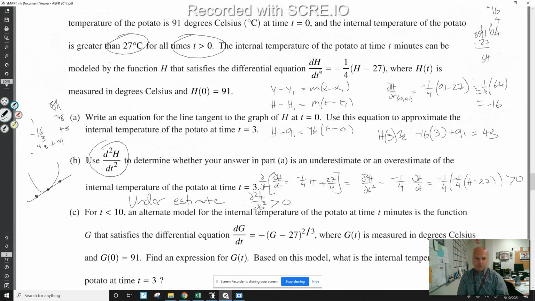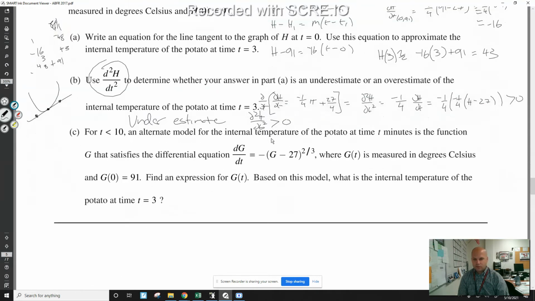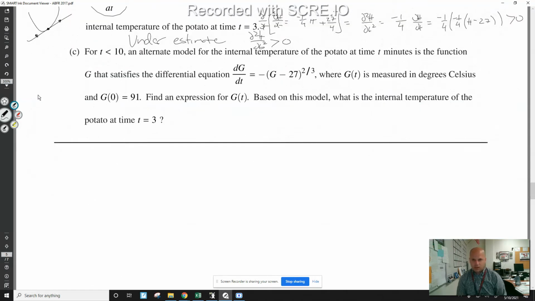So you might be thinking, oh, I got to solve this, I got to solve this. Actually, no, not in this situation. We got to take dg dt, take the antiderivative of that. Now, how are we going to do that? This is very similar to the last one that we did, where I'm going to divide by g minus 27 to the 2/3, multiply by dt. I'm going to keep that negative over there.